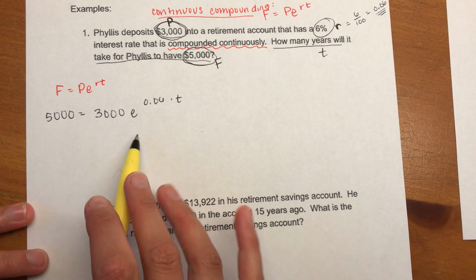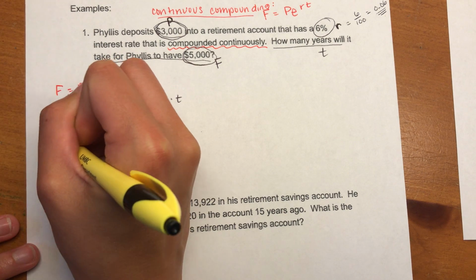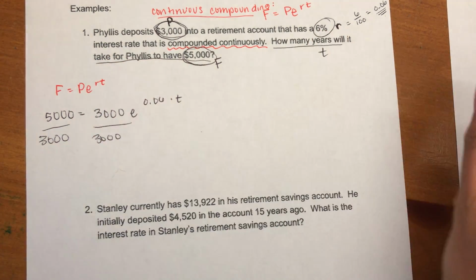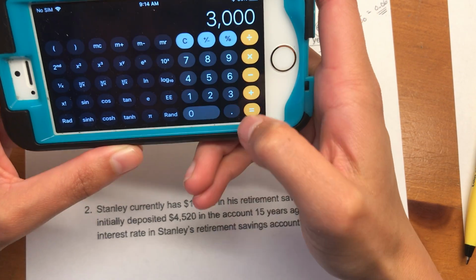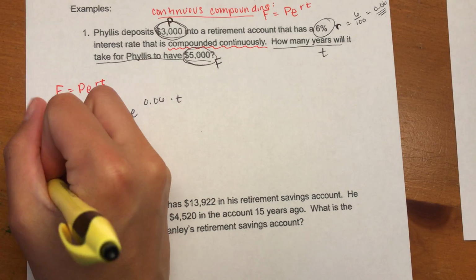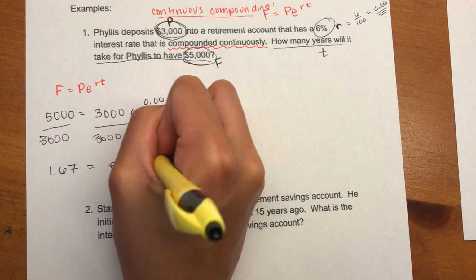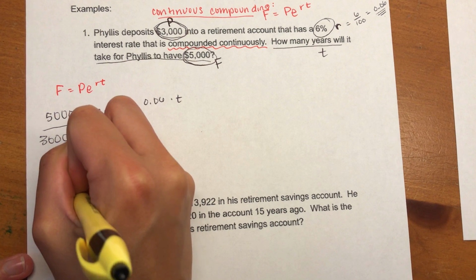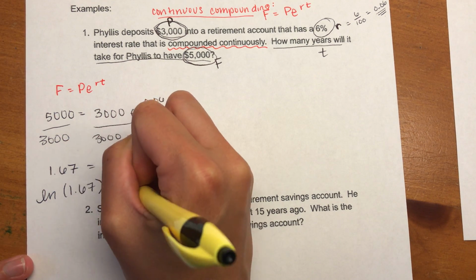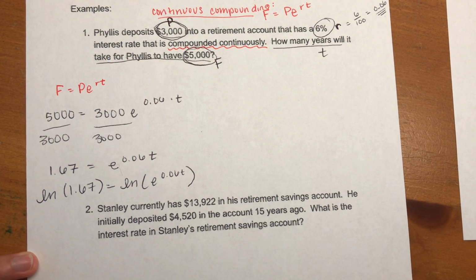So my first step is to isolate the exponent. So I need to divide both sides by what? If you said 3,000, you're correct. So let me see, what is 5,000 divided by 3,000? We get 1.666. So I'm going to say 1.67 to round, equals e to the 0.06t. What's my next step? I'm going to take the natural logarithm of both sides. Good. So I have the ln of 1.67 equals the ln of e to the 0.06t. Just like the last lesson.